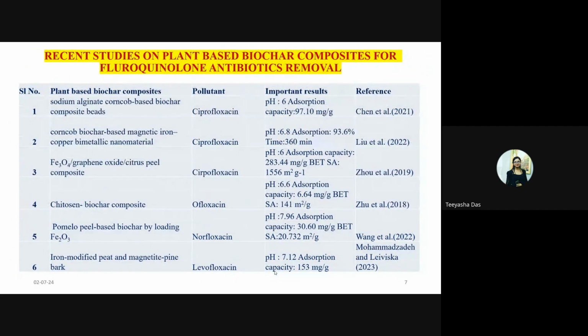Now, moving on to the composites, this slide shows various other plant-based biochar composites where graphene oxide, then chitosan, then iron, those were blended or impregnated with the parent material biochar, and then it was used as an adsorbent for different kinds of pollutants like ciprofloxacin, ofloxacin, norfloxacin, and they also reported very high adsorption capacities.